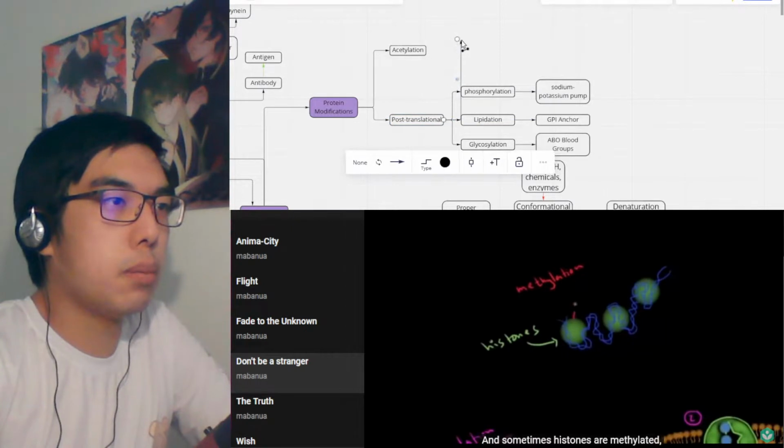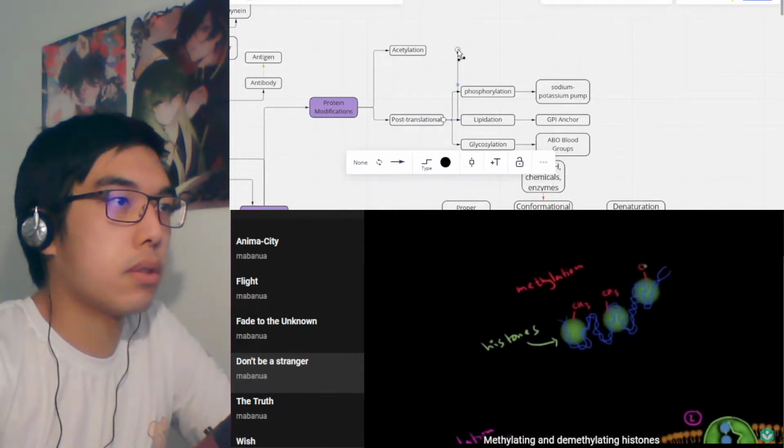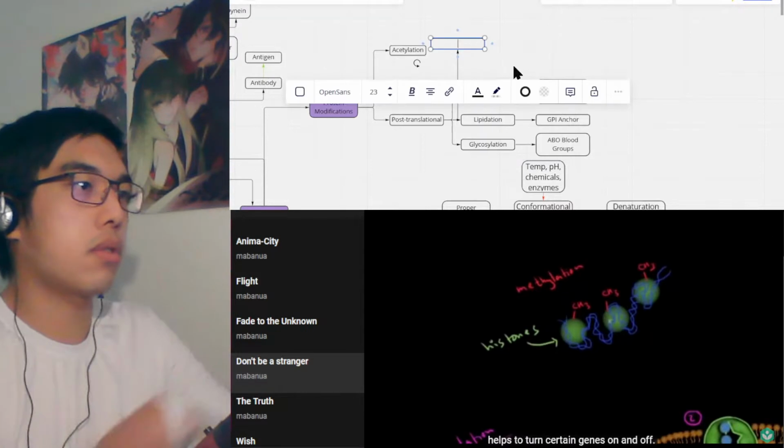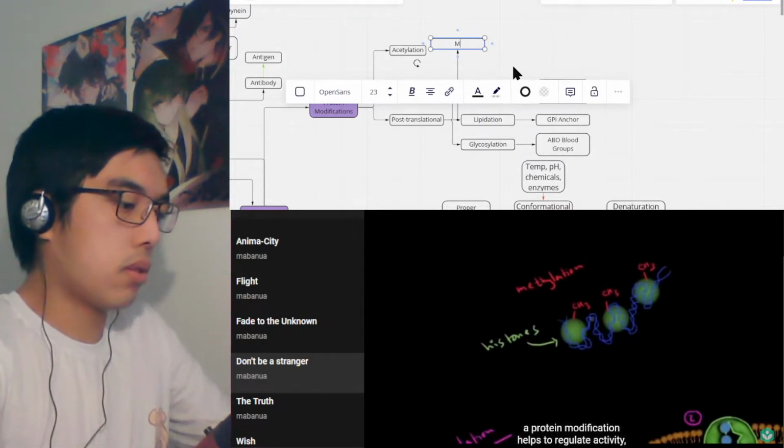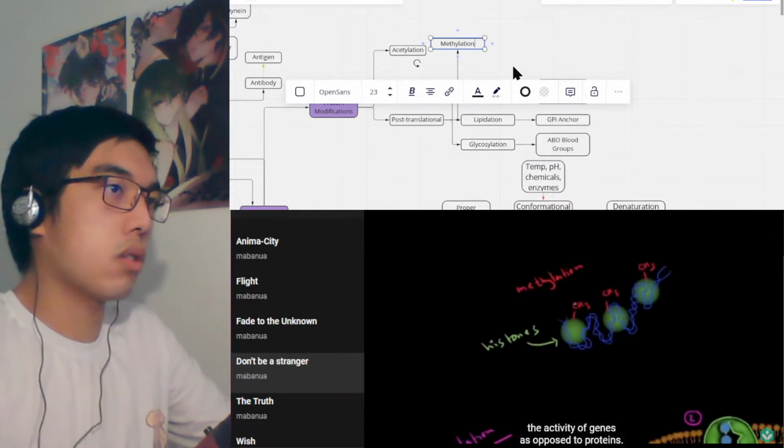And we'll sometimes just keep building this ladder of methylated histones. And methylating and demethylating histones helps to turn certain genes on and off. And so here's another example of a protein modification that helps to regulate activity, but in this case, we're regulating the activity of genes as opposed to proteins.